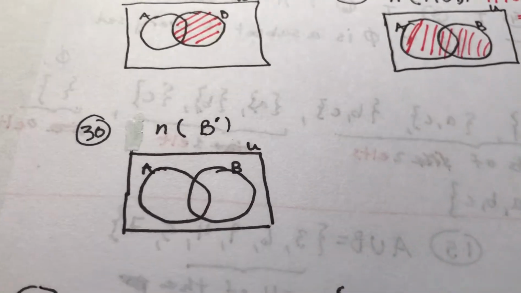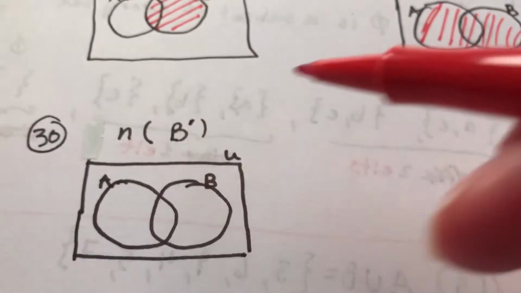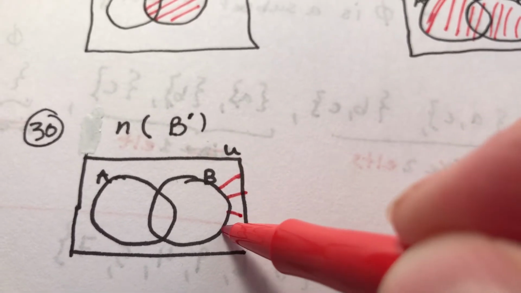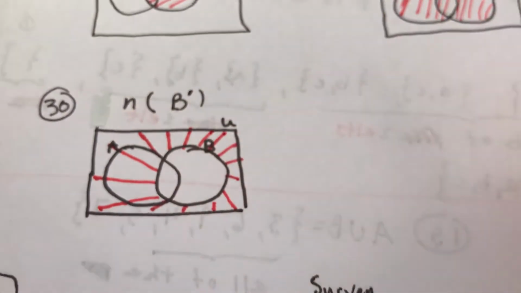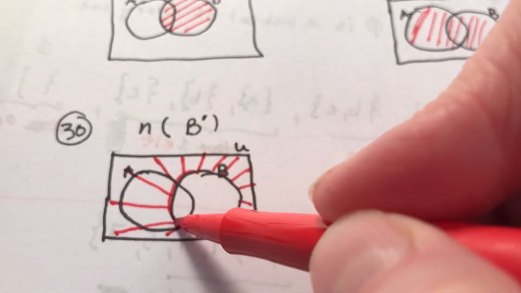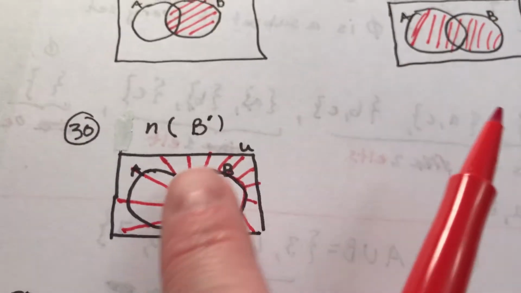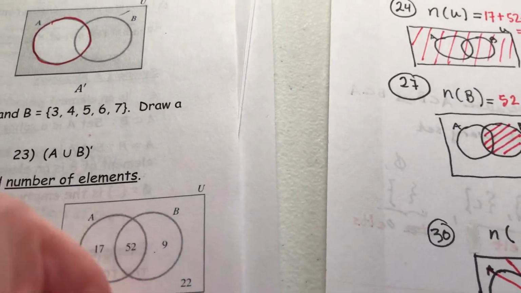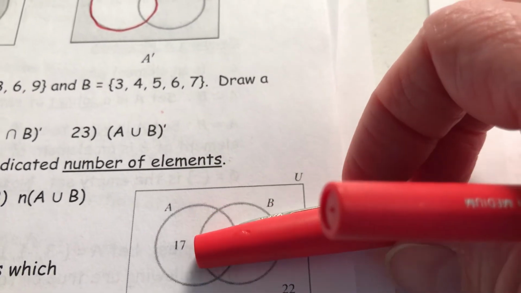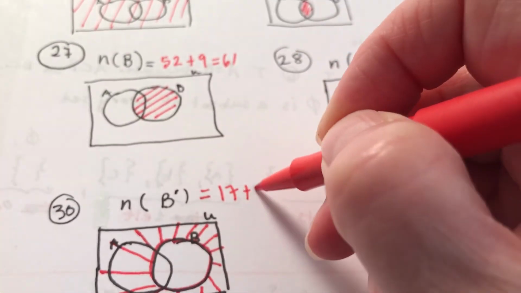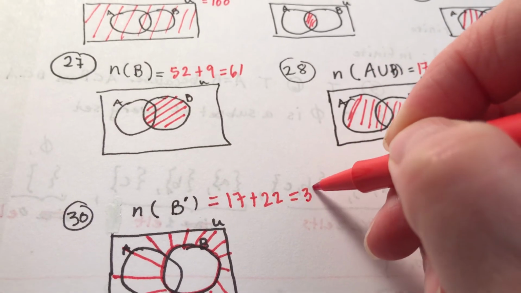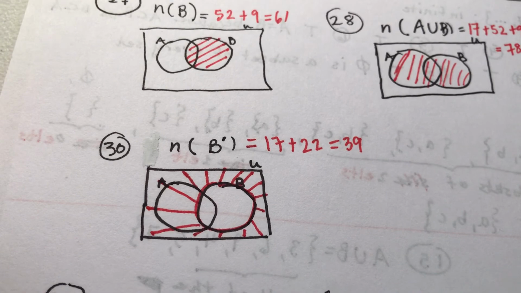Now, the number in B complement, so don't forget to look at that little mark there. B complement is everything, so I'm going up to B's circle and pulling out. So we're talking about everything outside of B. So you think of B as this right here, and everything outside of B. So I'm going to come over here, cover up what's in B, what B's hugging. It's hugging the 52 and the 9, so it's going to be 17 plus 22, which is 39. All right. I'll be back for the last one.